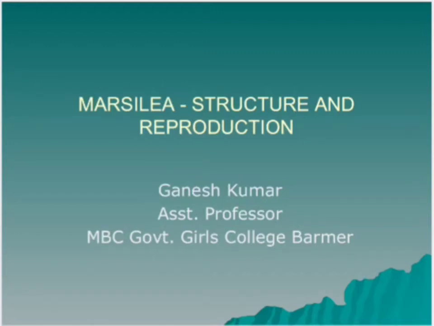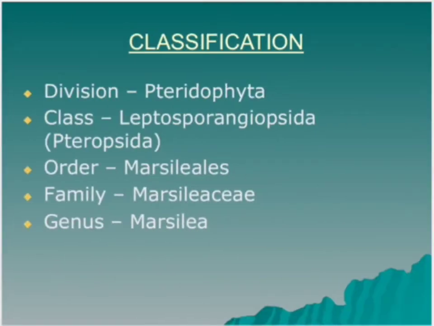Hello everyone, today we discuss classification, structure of sporophyte, reproduction process, structure of gametophyte and fertilization process in Marsilia. Classification of Marsilia are as: division Pteridophyta, class Leptosporangiopsida or Pteropsida, order Marsiales, family Marsiliaceae, genus Marsilia.